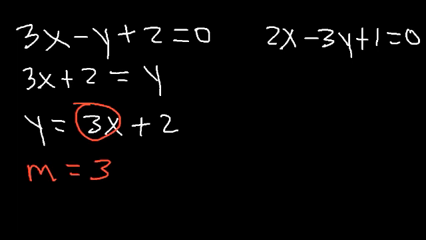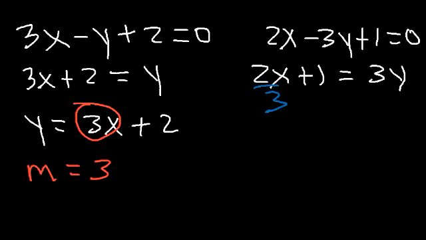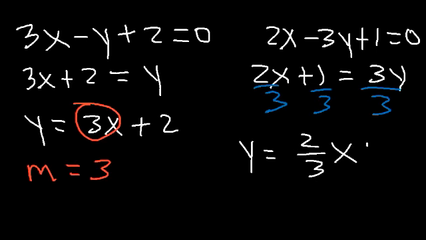Now for the other one, I'm going to move the 3y to the other side. So it's 2x plus 1 equals positive 3y. And then I'm going to divide everything by 3, and then I'm going to reverse it. So y is equal to 2 over 3 x plus 1/3. Because the slopes are different, it's not parallel.